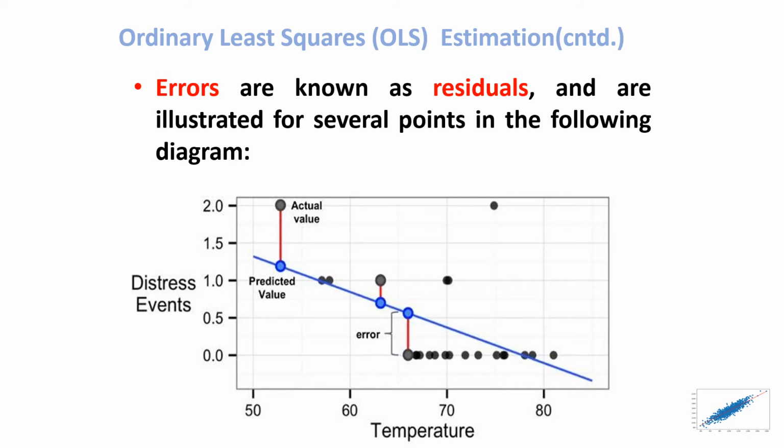So the distance from this actual value to this predicted value, this red line distance, is termed as the error. This red line distance is termed as the residual in this particular case, and for this particular point this red line is represented as the error value, and for this point this is our error value. For all other points we have to calculate the corresponding distances from the actual point towards the estimated value. So that distance can be termed as the residuals.